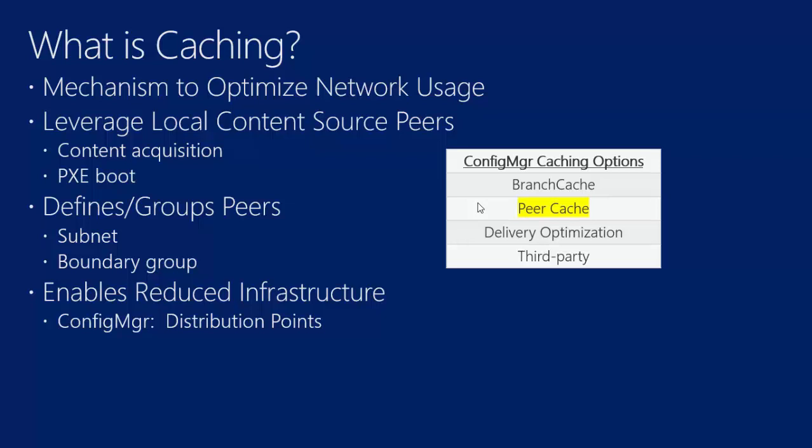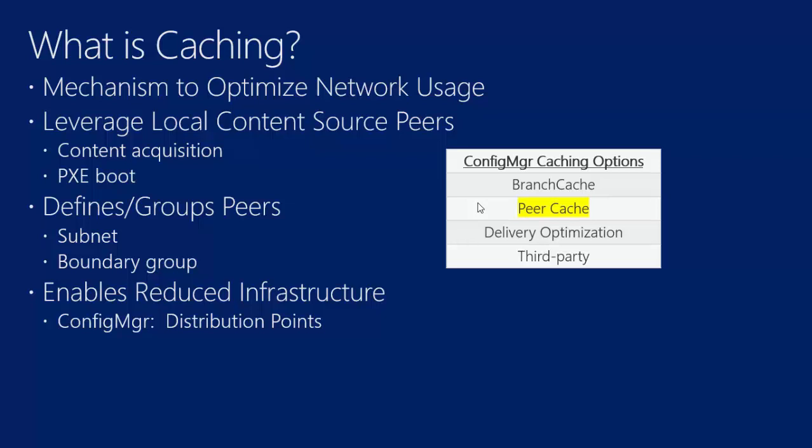In order for caching to work, you need to be able to define your peers. What systems can share content with each other? Again, not a Config Manager discussion per se here. There has to be a mechanism to group these systems that will share content with each other. A very commonly used mechanism is the subnet that clients are on. So there could be peers on a given subnet that systems could leverage to retrieve content if that peer on the same subnet has that content already.